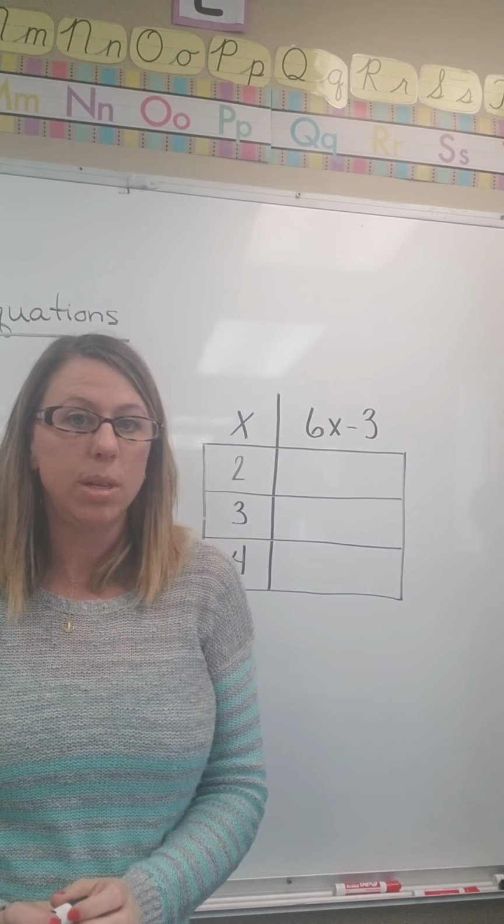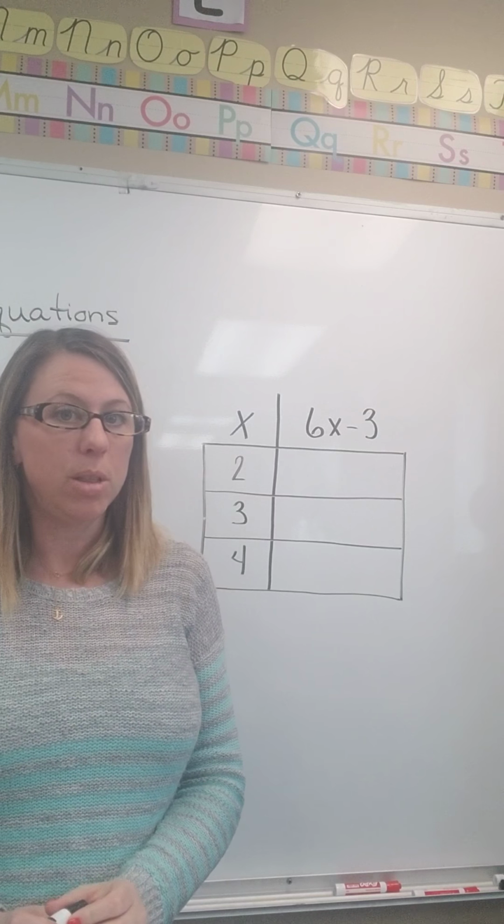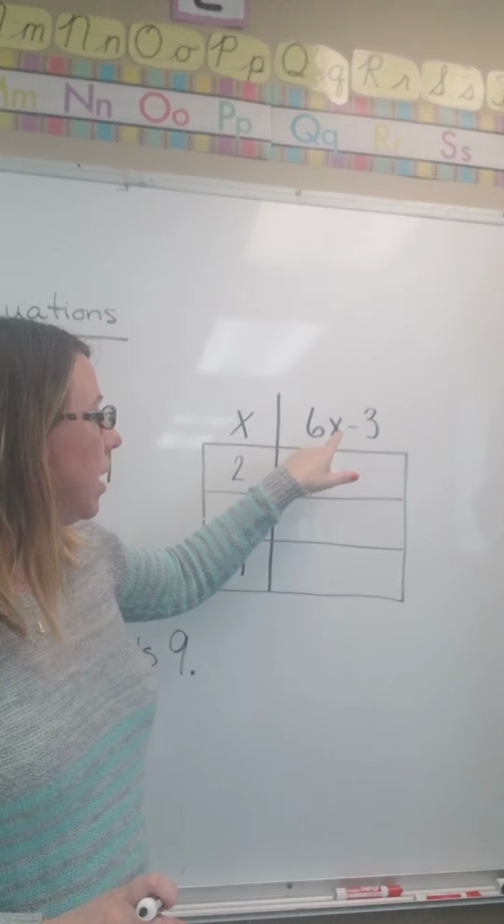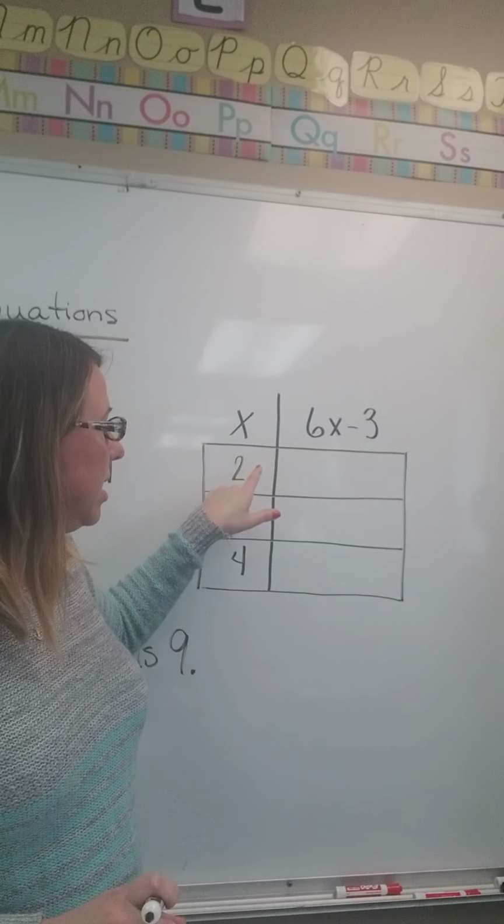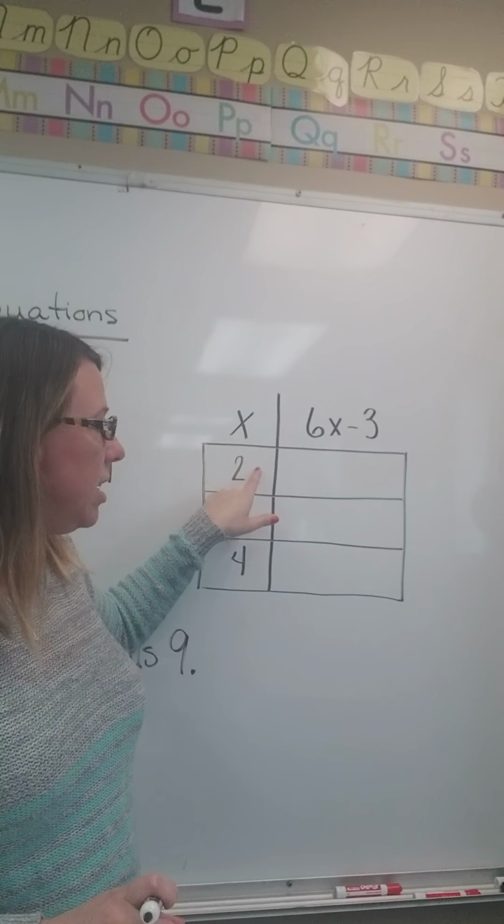Even though there's no symbol there, that means to multiply those two numbers together. And here gives you what X is. It's going to change for each line that you get to, so you're going to substitute X for something different each time. For this top one, 6X minus 3, we're going to substitute X for 2. So you have 6 times 2 minus 3.